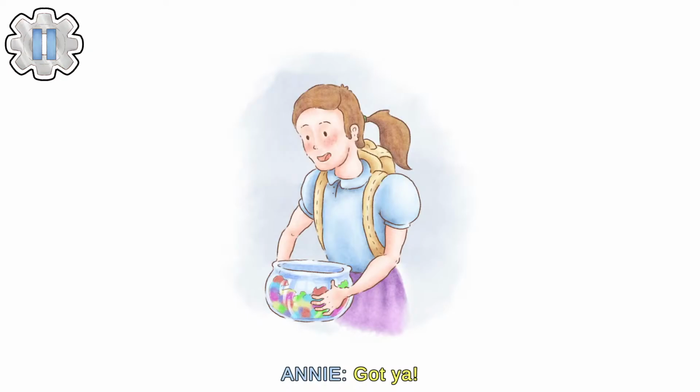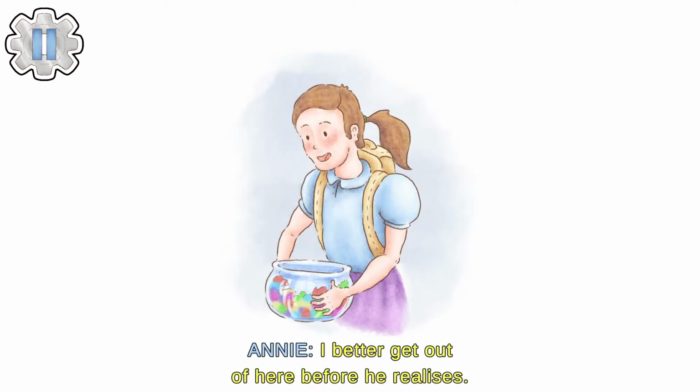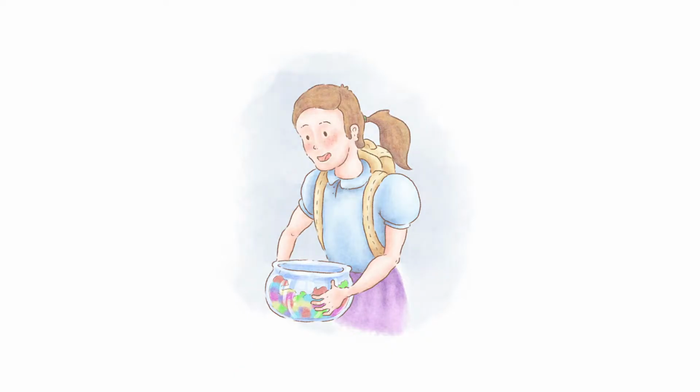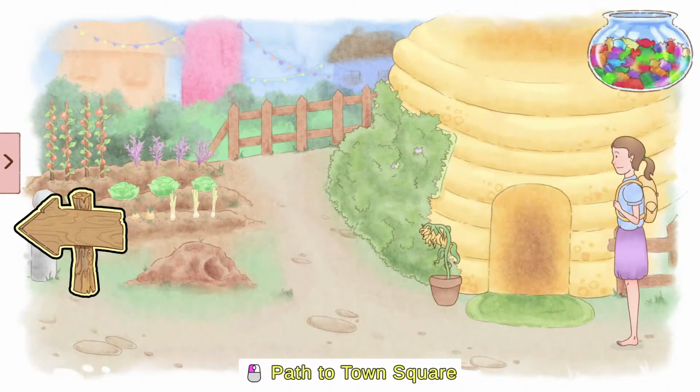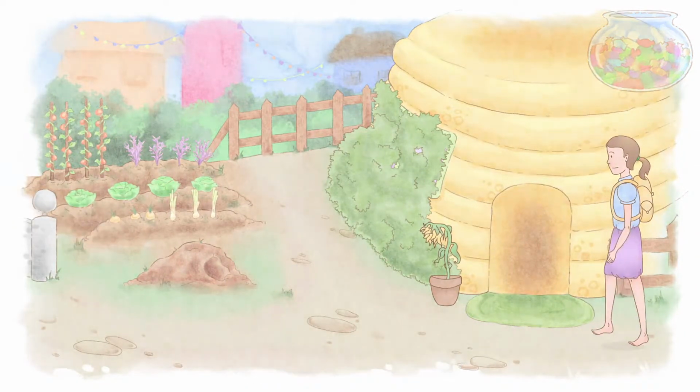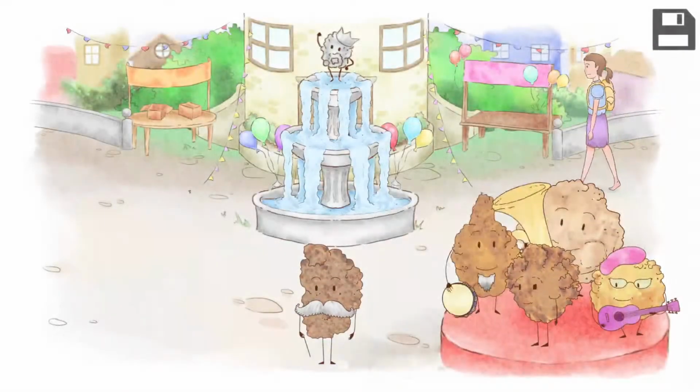Gotcha! Annie quietly picks up the jar of sweeties. I better get out of here before he realizes. Jar of sweeties. Added to backpack. Path to town square. Auto saving.